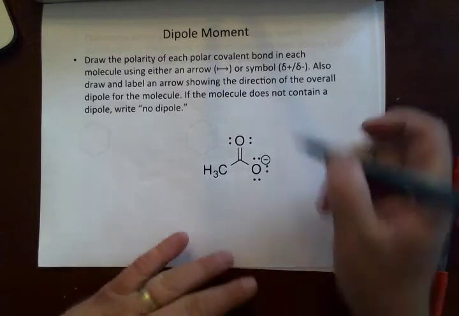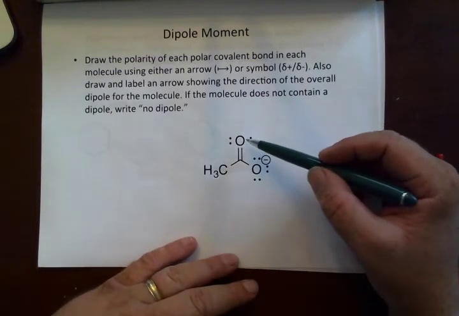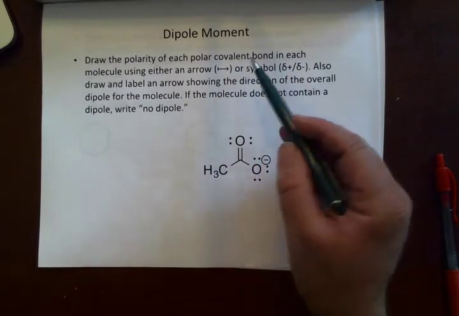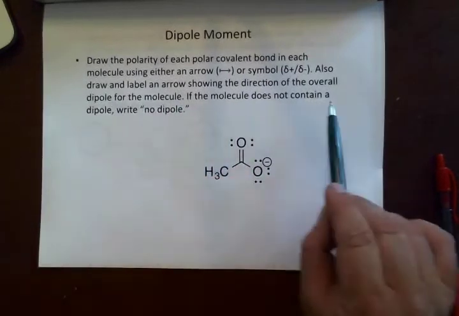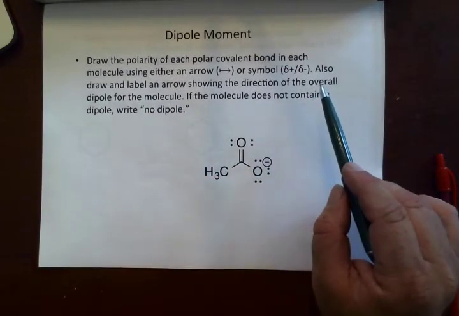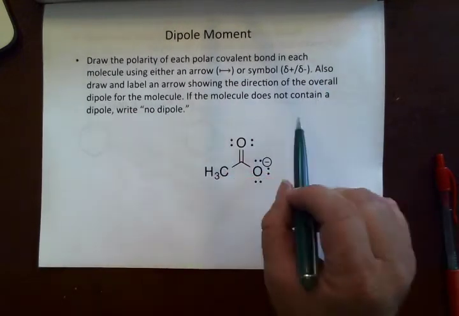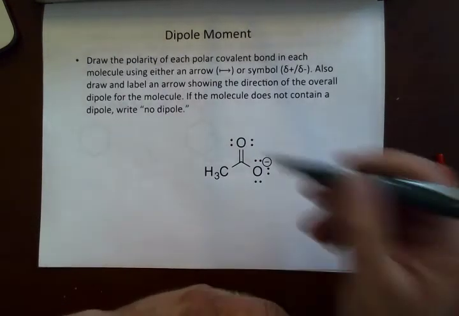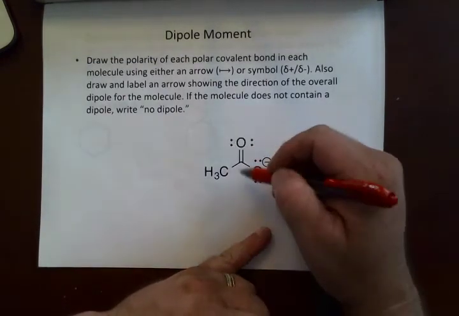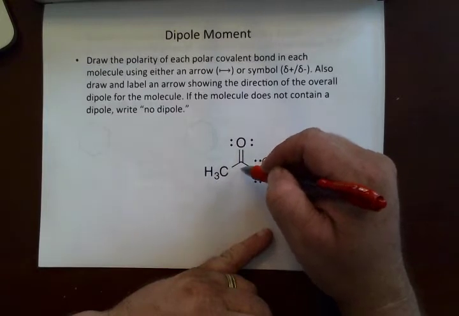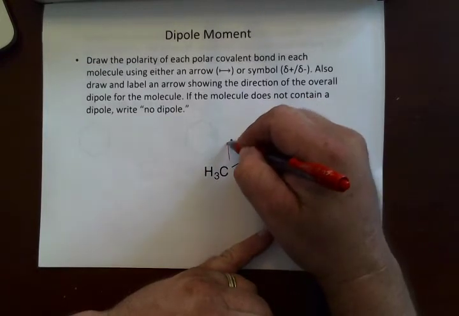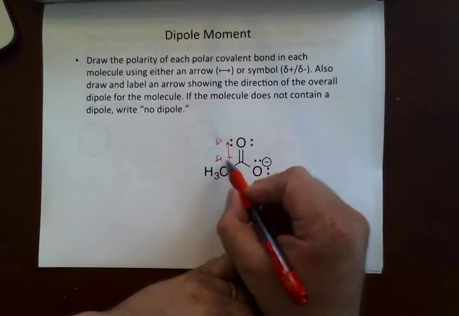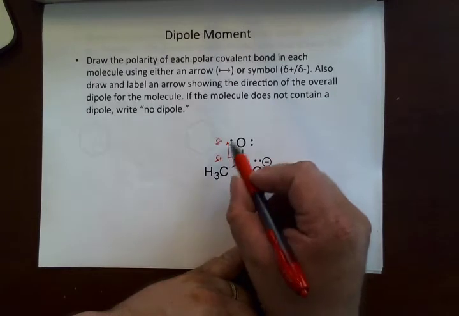Okay, so for here, I'm going to see which way the polar covalent bond is indicated, and you can do that either with these symbols or the arrow. I also want you to show me where the overall dipole is on the molecule. If the molecule doesn't contain a dipole, write no dipole. Don't just leave it blank, because if you leave it blank, I'm going to assume you didn't know. So here, oxygen's more electronegative than carbon, so that arrow is going to go like this. The other way you could do it is like this. Remember, the cross hatch is going to be on the plus side. This will be the negative side.